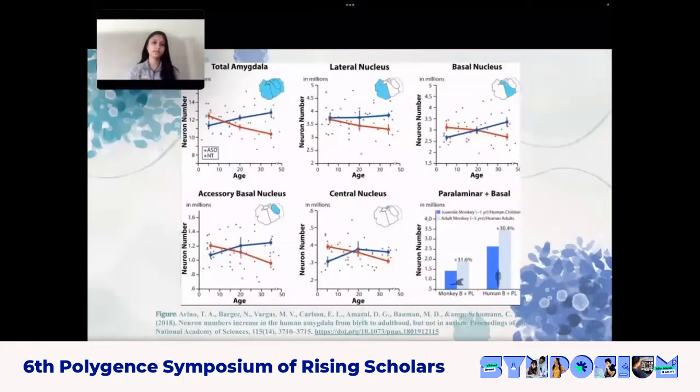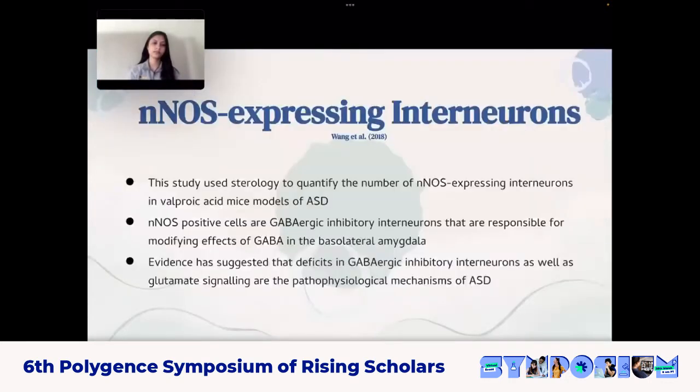This figure is derived from Avino et al., and it basically just shows how neuron numbers decrease with age in 4 regions of the amygdala and in the total amygdala compared to controls. One study in particular, Wang et al. in 2018, used stereology to quantify the number of nNOS-expressing interneurons in valproic acid mouse models of ASD.